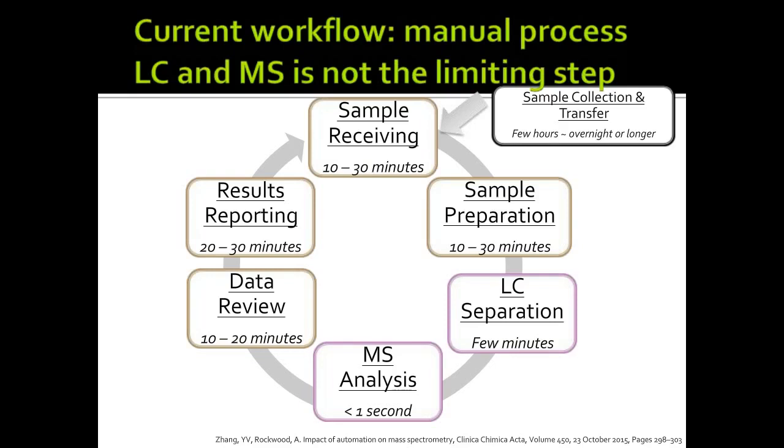LC separation is a few minutes. As we see, we typically put it on the autosampler and then go directly to mass spec. Mass spec is a millisecond analysis for each analyte, so it's also pretty fast. I labeled them in different colors. So far, this is actually the least manual process in the whole pipeline. But after that, we also need more time, as data review takes more time.